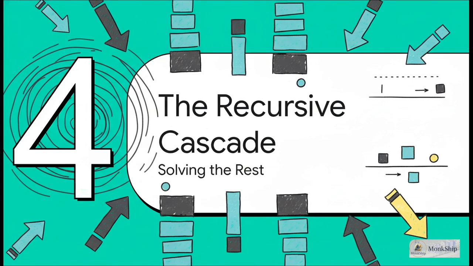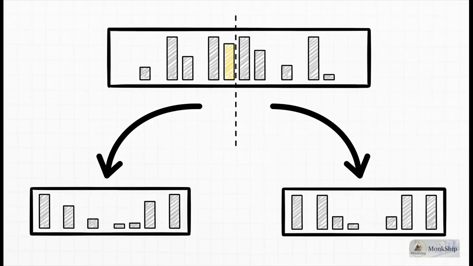But this is where that recursive idea we talked about comes back in a huge way. This is where the cascade really begins. See, by putting that one pivot in its proper place, we've done more than just sort one number. We've perfectly divided our original big problem into two completely independent sublists, the group of smaller numbers to the left and the group of larger numbers to the right. We now have two new, smaller sorting problems to solve.